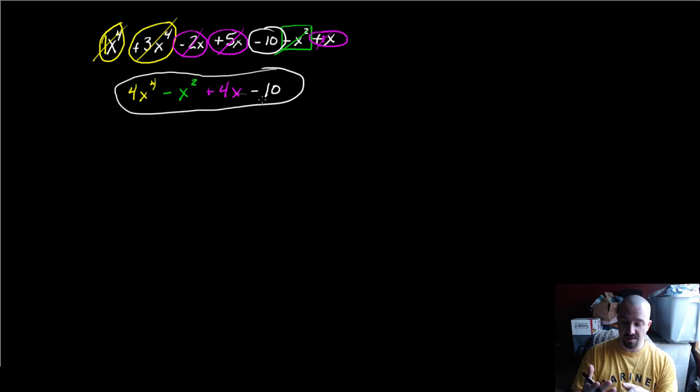If it has 1 term, it's a monomial. If it has 2 terms, it's a binomial. If it has 3 terms, it's a trinomial. If it has 4 or more terms, we don't name it by its special nomial. It just becomes a normal polynomial. So this is just a polynomial.